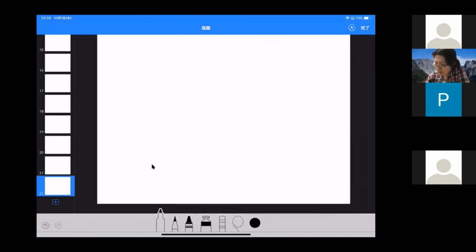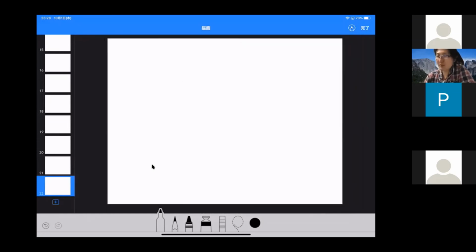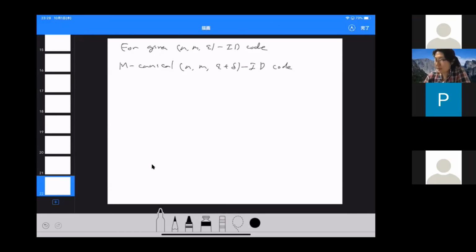So for m-canonical code, because we can show some converse, for a given general (n, M, epsilon) ID code, if we can find an m-canonical (n, M, epsilon plus delta) ID code with some small delta and m being smaller than the capacity plus some term delta, then we can show that the ID capacity is Shannon capacity plus some small term.